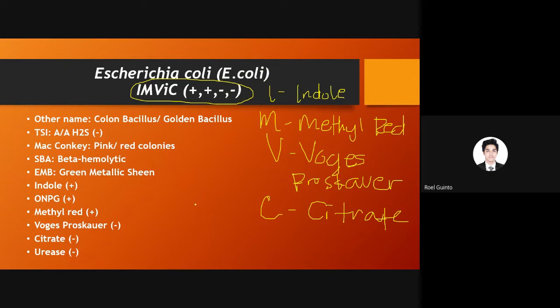So, Escherichia coli's other name is colon bacillus. Why was it called colon bacillus? Because guys, Escherichia coli or E. coli are commonly found in our colon. It is normal flora of our colon or intestine. The TSI result for Escherichia coli is A over A or acid over acid, and of course, H2S negative. Because we already discussed the microorganisms that produce hydrogen sulfide.